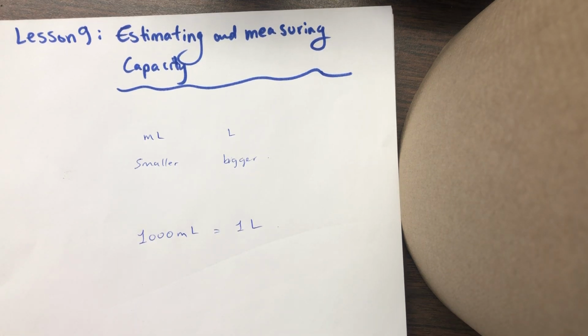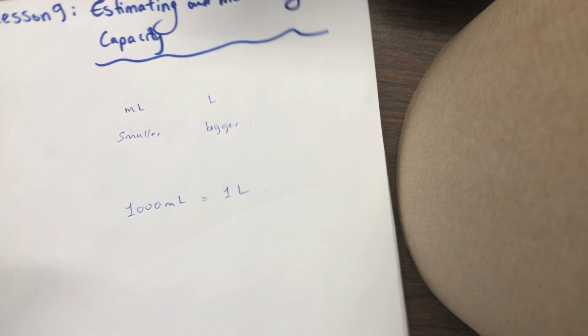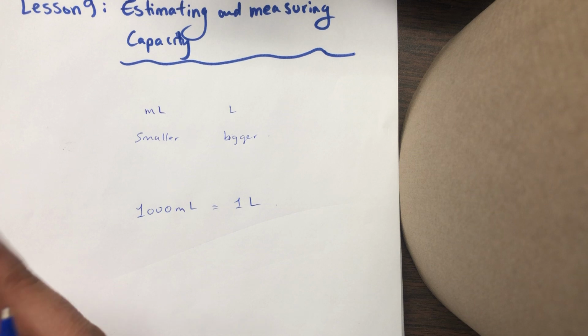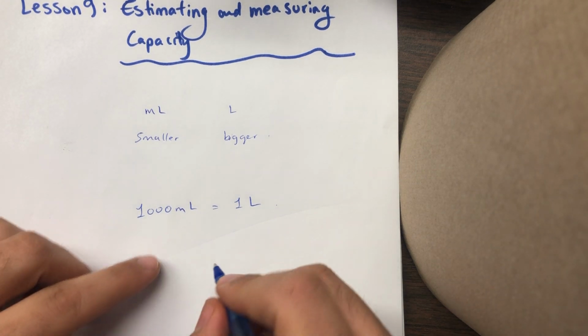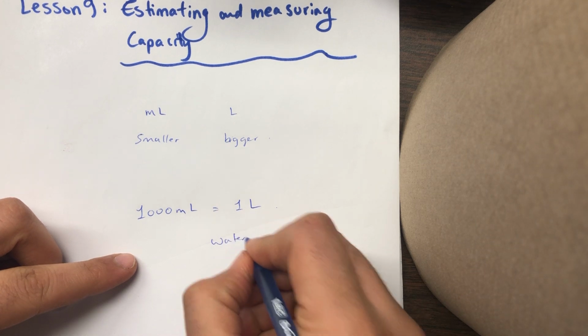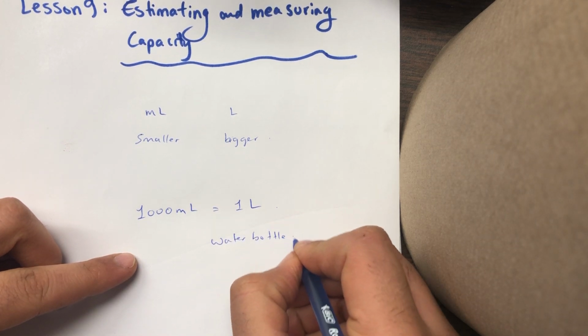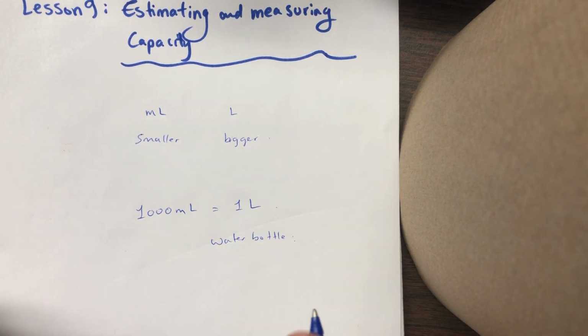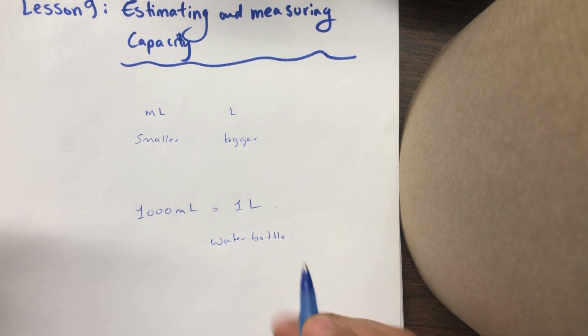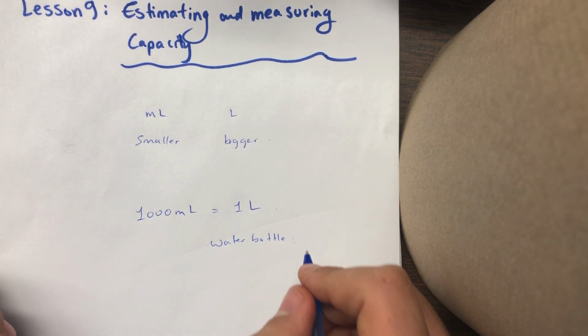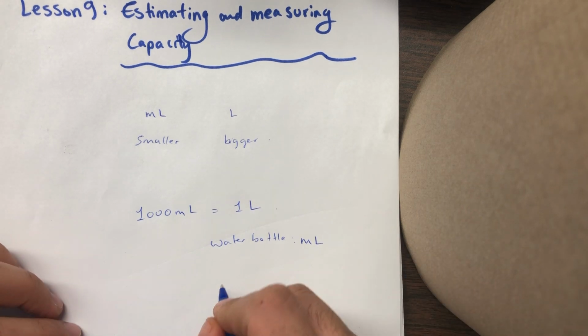What would you use to measure the capacity of? That's a question I could be asking in this unit, in this lesson. What would you use to measure the capacity of, for example, our water bottle? A water bottle, it's a smaller unit. It holds a smaller capacity. So we will go with milliliters.